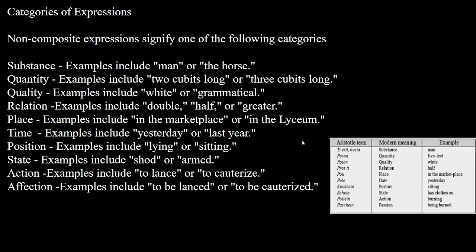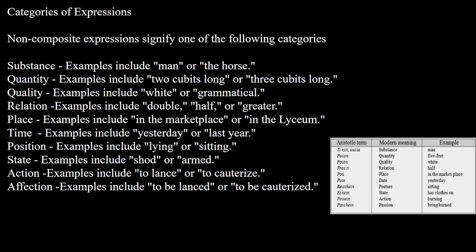And so here are the 10 categories. Really quickly, I have an image for you if you want to take a screenshot of the slides. But non-composite expressions, which are basically the terms, signify one of the following categories. Substance. Primary substances. Substances are the most fundamental, remember. Examples include a man or the horse.